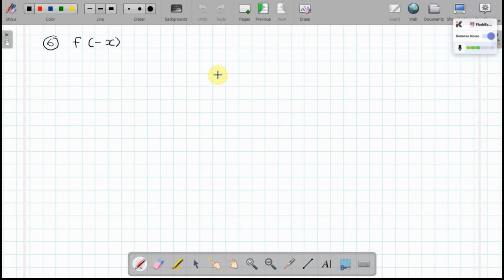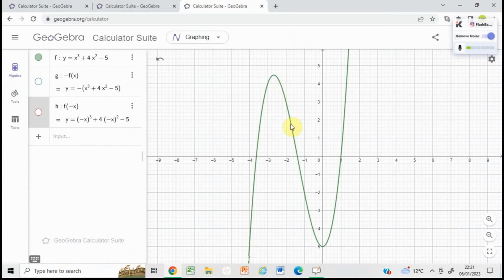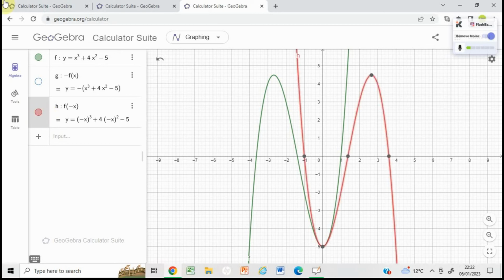This is the last transformation we're going to look at today, and that's f of minus x. What does it mean? This is a reflection in the y-axis. Well, what does this mean? You divide the x coordinates by -1, and the y coordinates, well, they remain the same. So let's have a look what this would look like on a graph. Again, we have our green graph, which is our original function. Now we're going to look at what f of minus x looks like. And remember, we said this is a reflection in the y-axis.